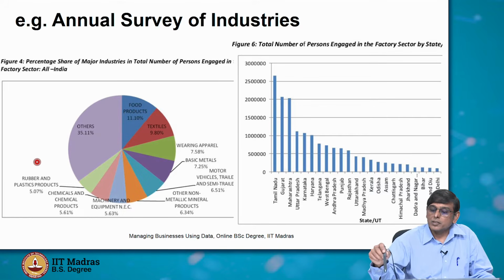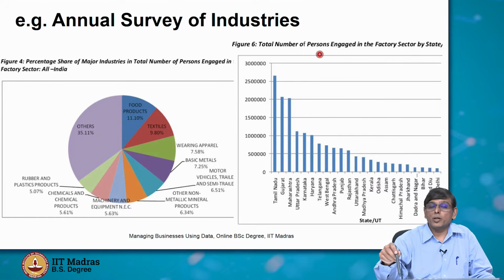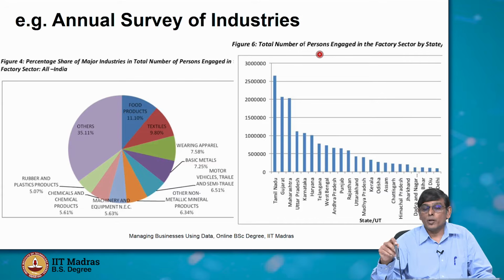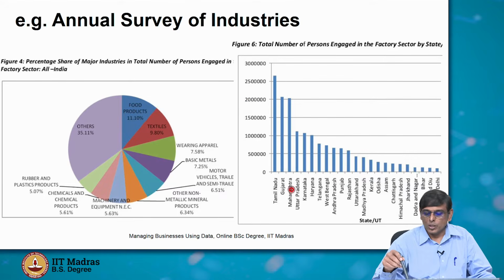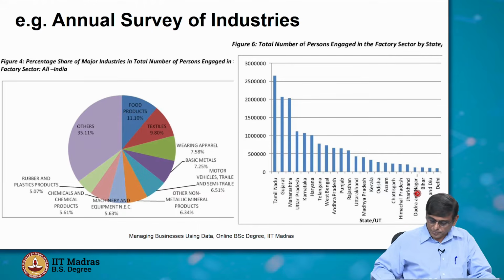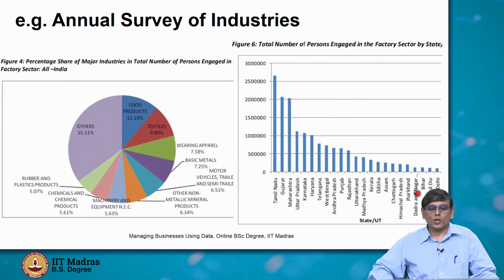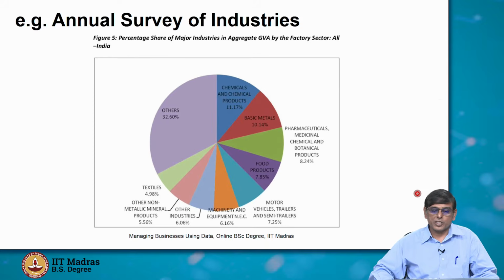Similarly, you can ask which states the people working in factories are in. You find that Tamil Nadu is one of the states which has a large number of people. We have 2.5 lakh people working in factories in Tamil Nadu, whereas Gujarat is the next, then Maharashtra, and then other states like that. All this information has come from the Annual Survey of Industries.